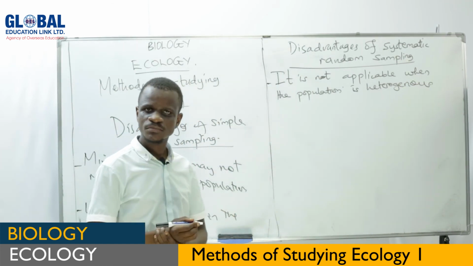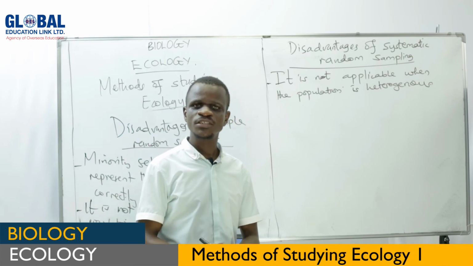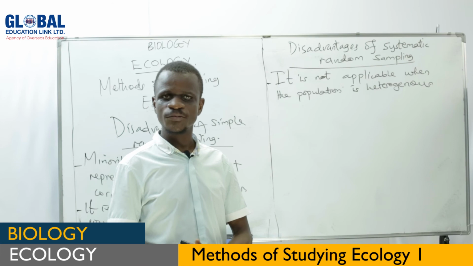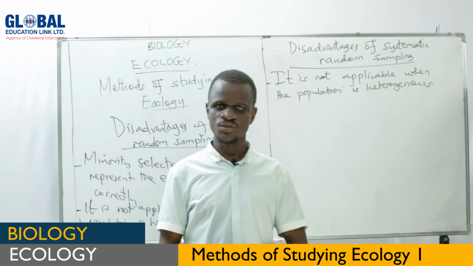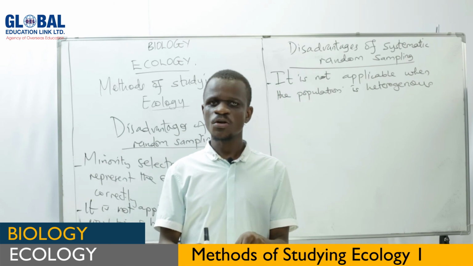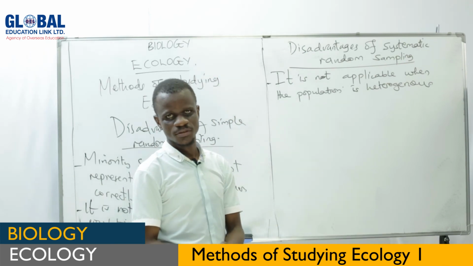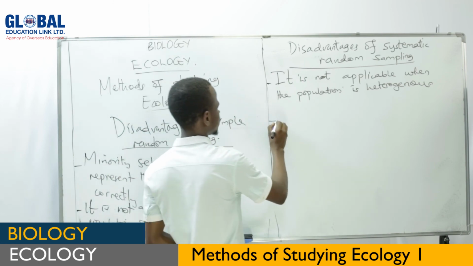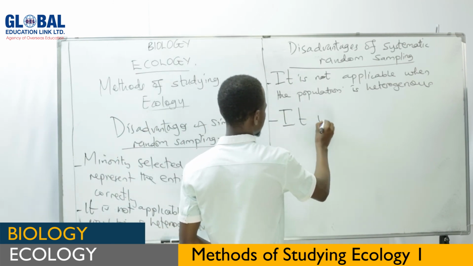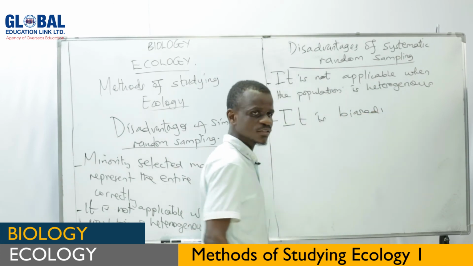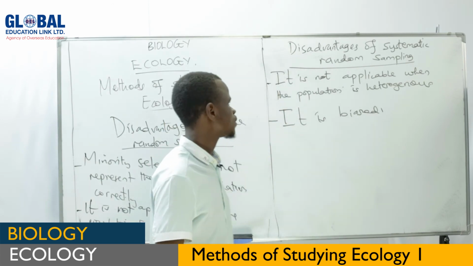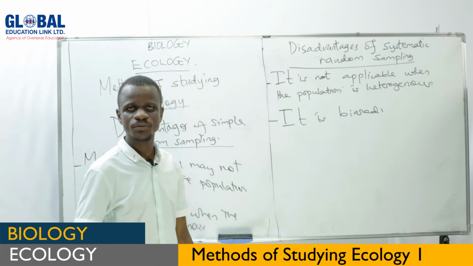My students, since you have a starting point, you have also a regular interval. This does not include all members. Therefore, the method is biased, since not all members of the population can be included in the sample. Hope you are following, my student. You can pass through different books of biology. You will get more disadvantages of systematic random sampling.